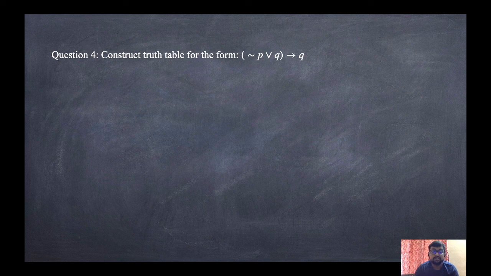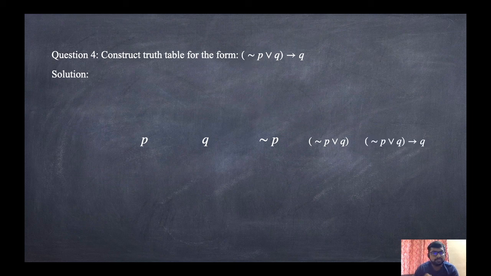Next one, construct. Now these types of questions may also be asked. Construct the truth table for the form not P or Q implies Q. Now it is very easy. First just look at the statement, and according to that we will add columns in the truth table. So P will be there, Q will be there, not P, then Q is already there. Now this portion is not P or Q, and the last one, this whole statement.